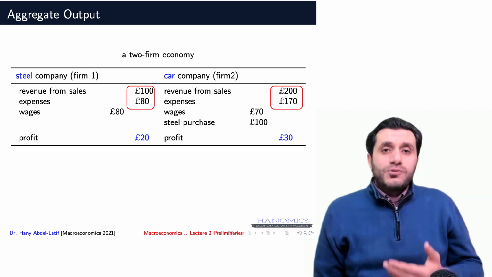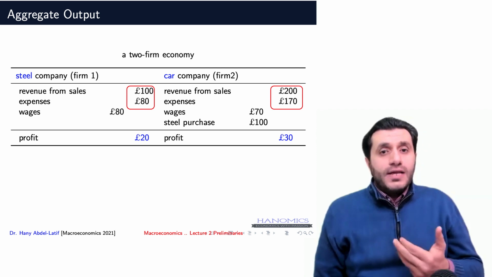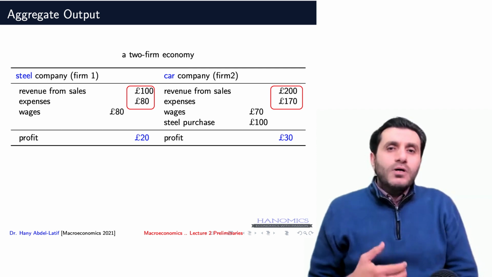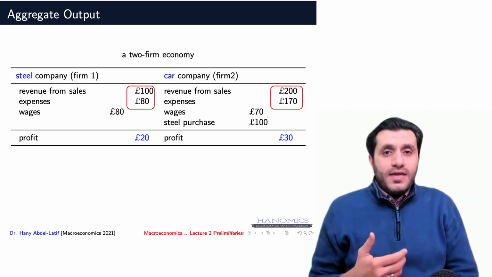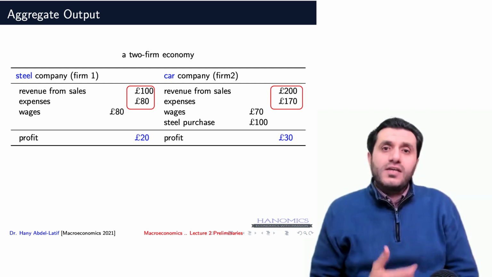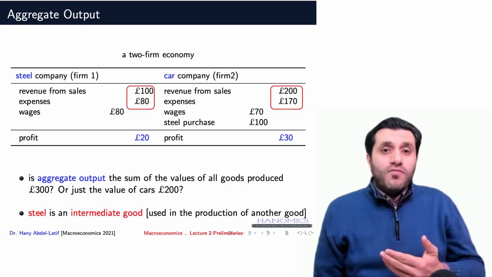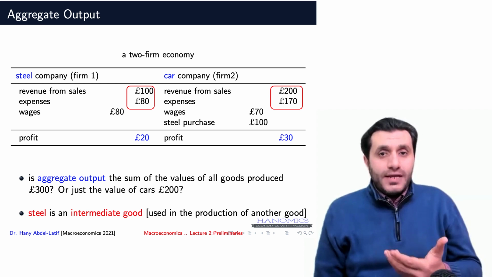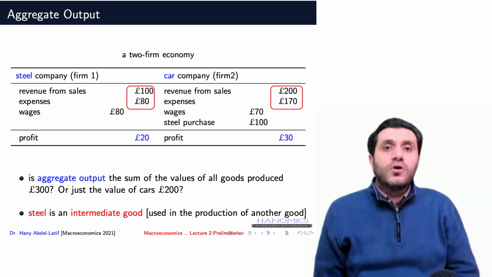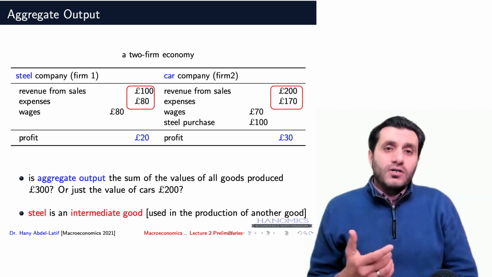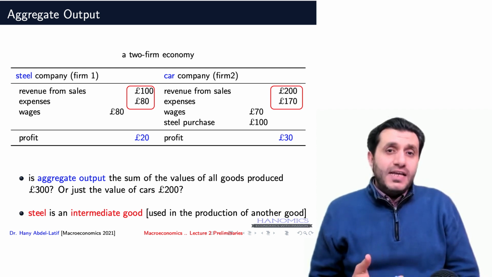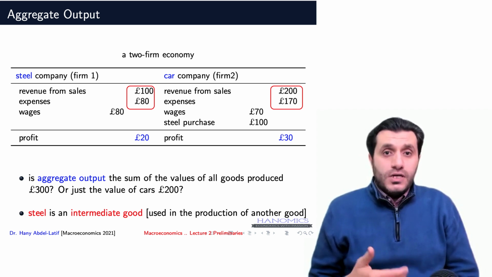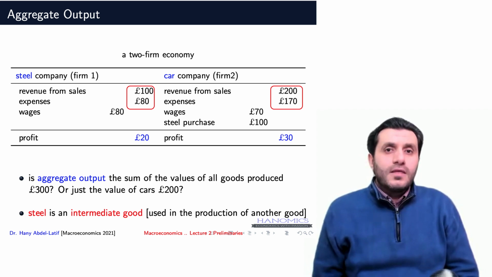If these two firms represent aggregate output in our example country, how much would GDP, or the aggregate output, be in this case? Is it the sum of the values of all goods produced, which in our example would be £300, or just the value of cars? Notice that steel is an intermediate good used in the production of cars.